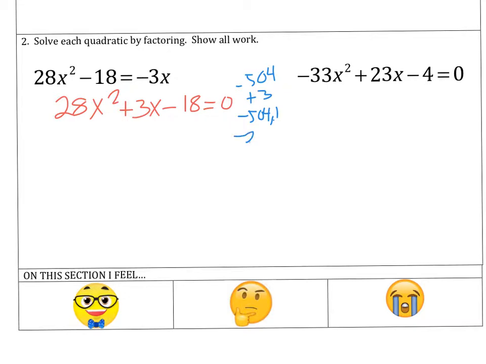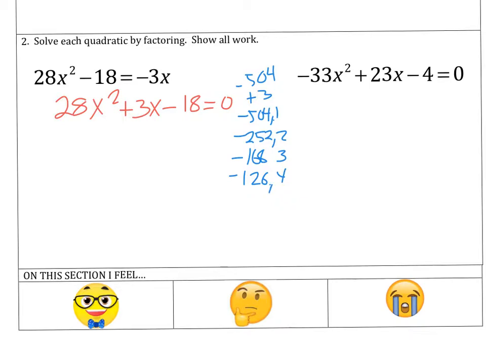Negative 252 and 2. Nope. Does that work for 3? It sure does. Negative 168 and 3. Nope. Does that work for 4? Yep, that's going to be negative 126 and 4.